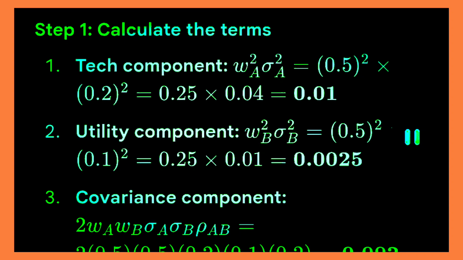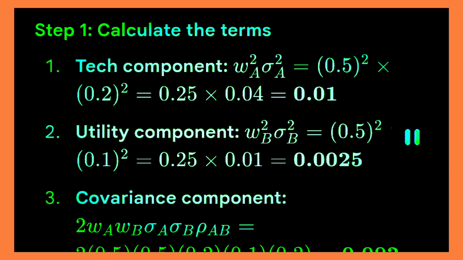Step 1. Calculate the terms. Tech component, W_A squared times sigma_A squared equals 0.5 squared times 0.2 squared equals 0.25 times 0.04 equals 0.01. Utility component, W_B squared times sigma_B squared equals 0.5 squared times 0.1 squared equals 0.25 times 0.01 equals 0.0025.